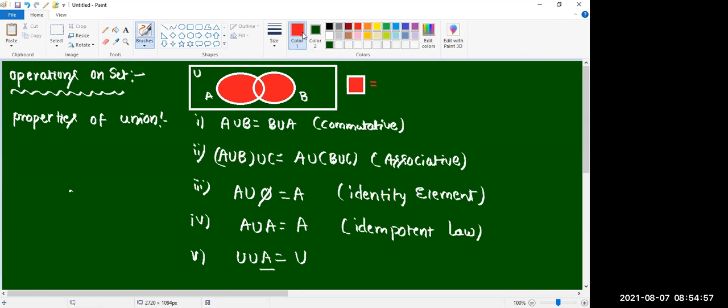Okay, now I will write the diagram for union of sets A union B. This all red part is A union B. Now intersection I will write. This is the Venn diagram for A union B. You write it down after the properties.